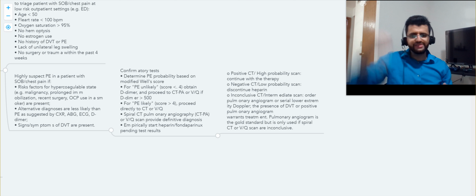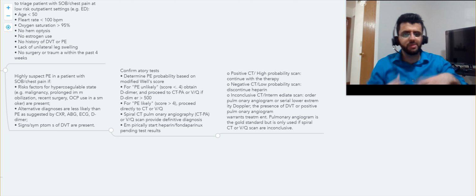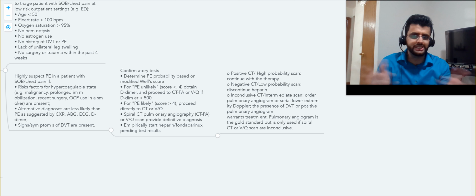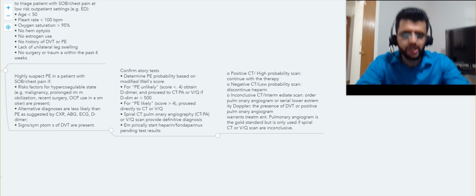How about if you have a negative CT and low probability? What do you do? You stop the heparin, because the heparin you started was based on the clinical high probability. You don't wait for the CT; you just start it immediately. But if the CT comes back negative, then you stop.